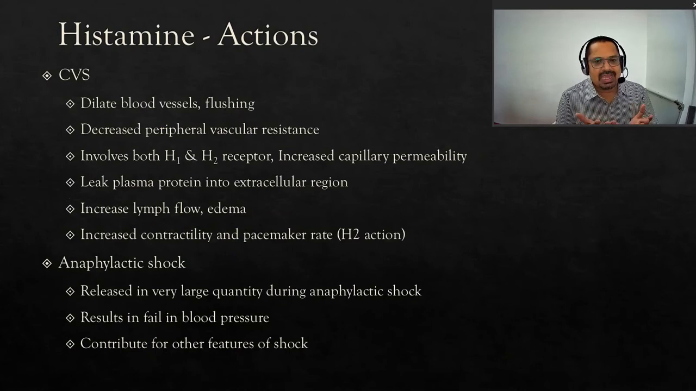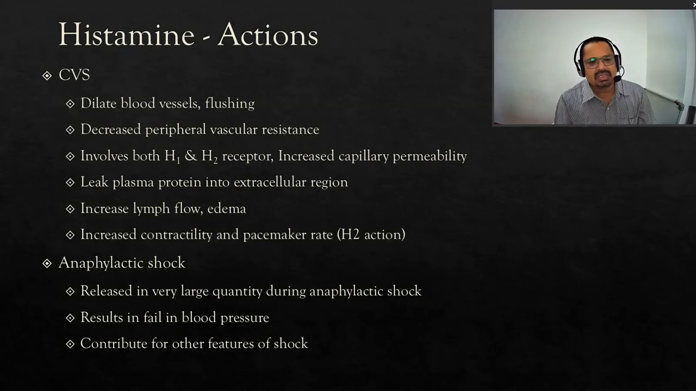So what is the action of histamine on the cardiovascular system? First of all, if we inject histamine directly into the bloodstream, it dilates the blood vessels, which leads to flushing. So the blood vessels will be dilated and you will get a flushing response. Okay, so it decreases peripheral vascular resistance. Due to the dilation of the blood vessels, the peripheral vascular resistance will be decreased.